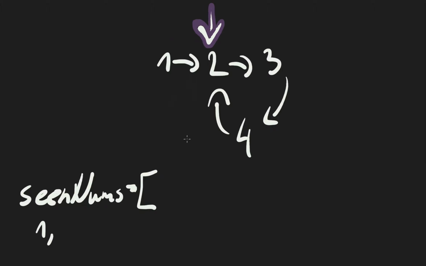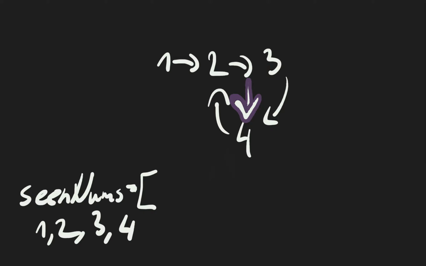Is 2 inside our hash set? It's not. Let's add it there. Now we're at node 3. 3 is also not in the hash set. Let's add it there. Move the pointer. We're at 4. We haven't visited 4, so let's add it to the hash set.